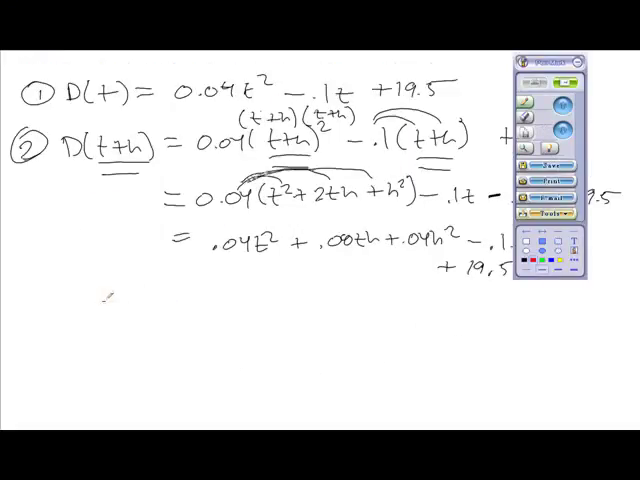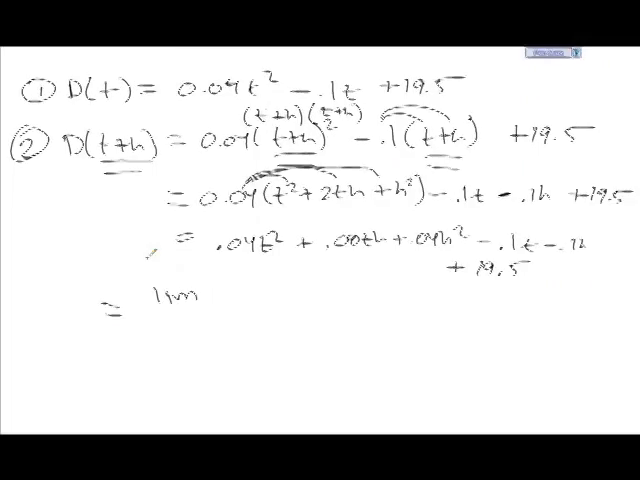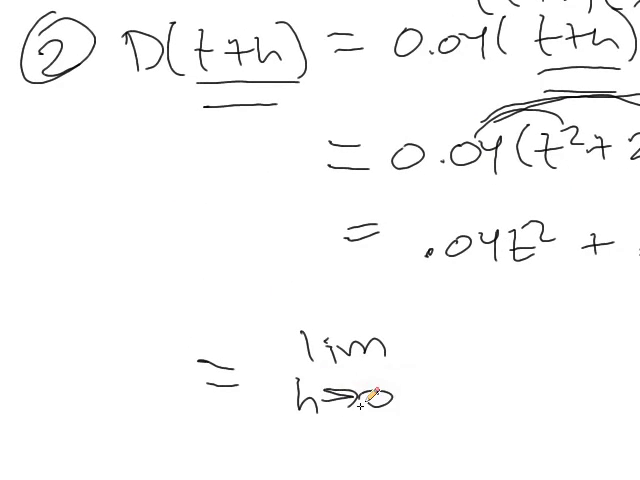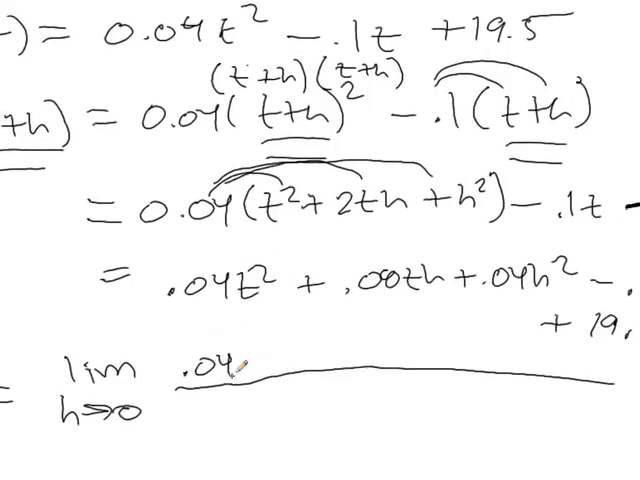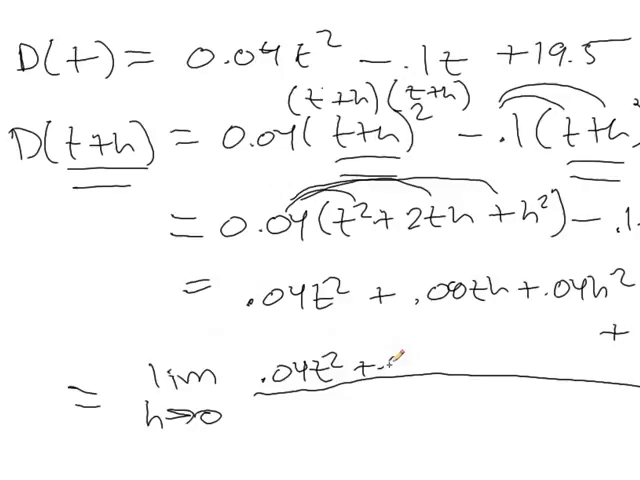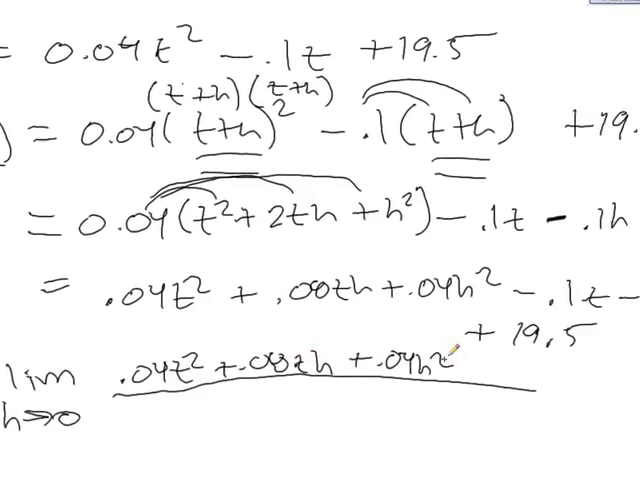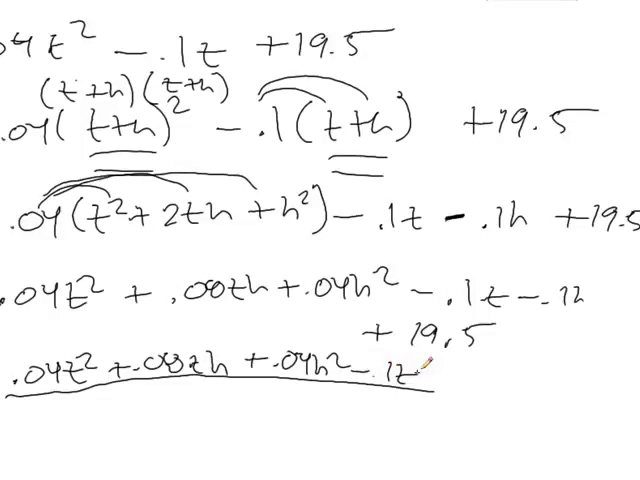And now I can plug things back in. So we want to know the limit of the slope as the distance between the 2 points becomes increasingly small, and it's going to be this whole thing: 0.04t squared plus 0.08th plus 0.04h squared minus 0.1t minus 0.1h, that should be a 0.1, and that should be an h, plus 19.5.